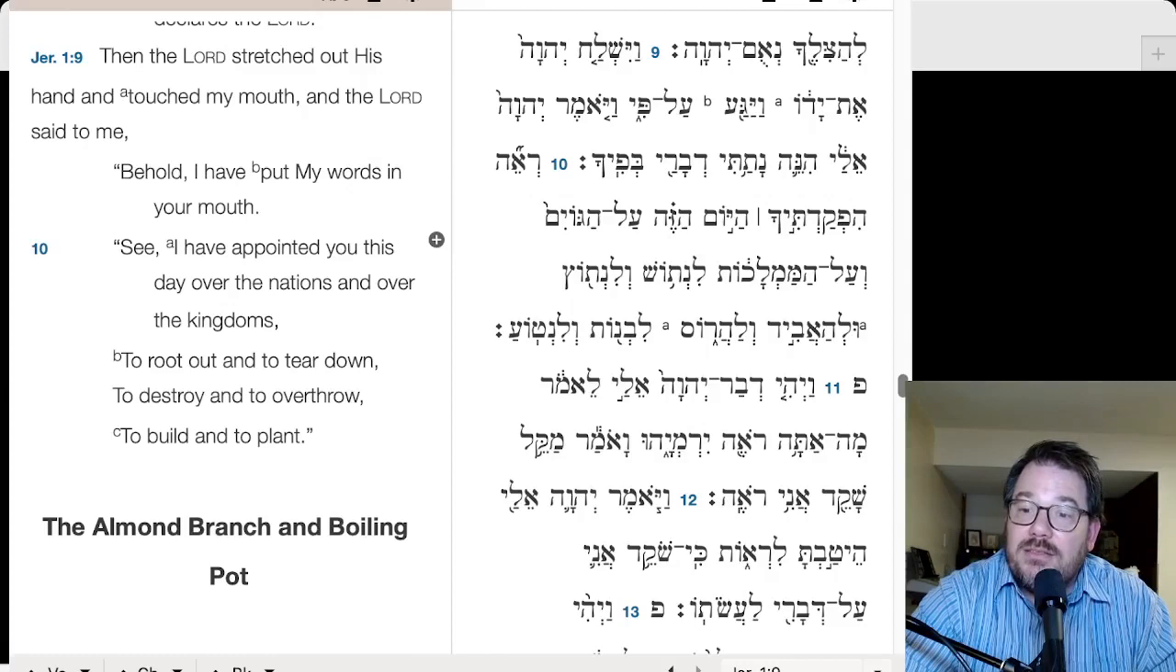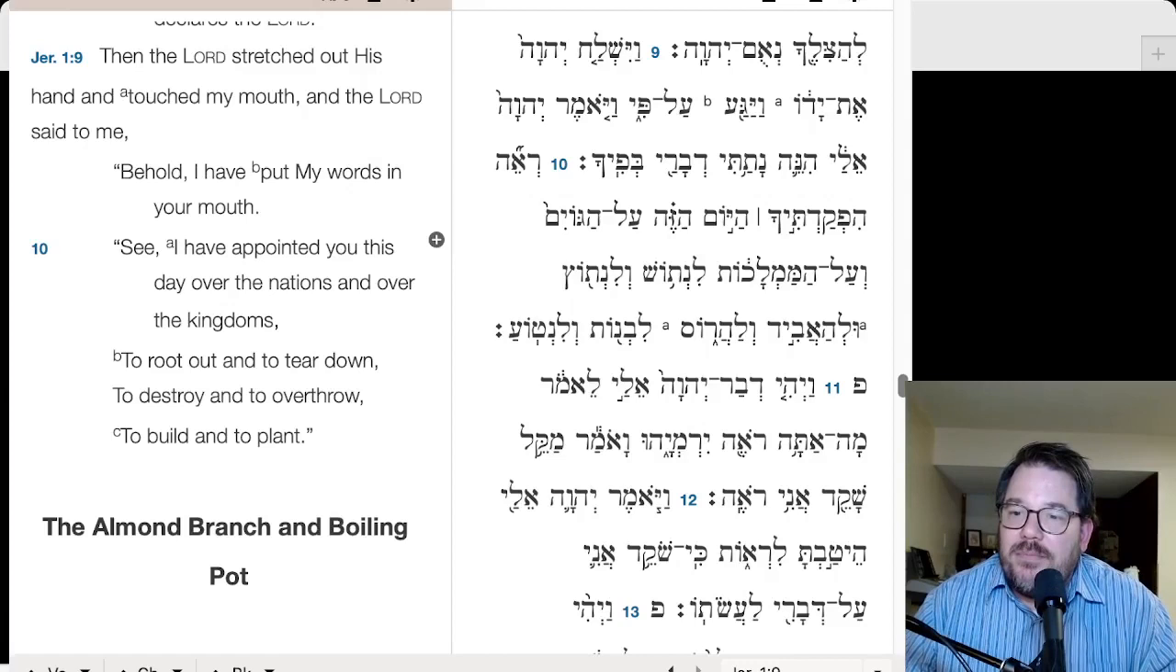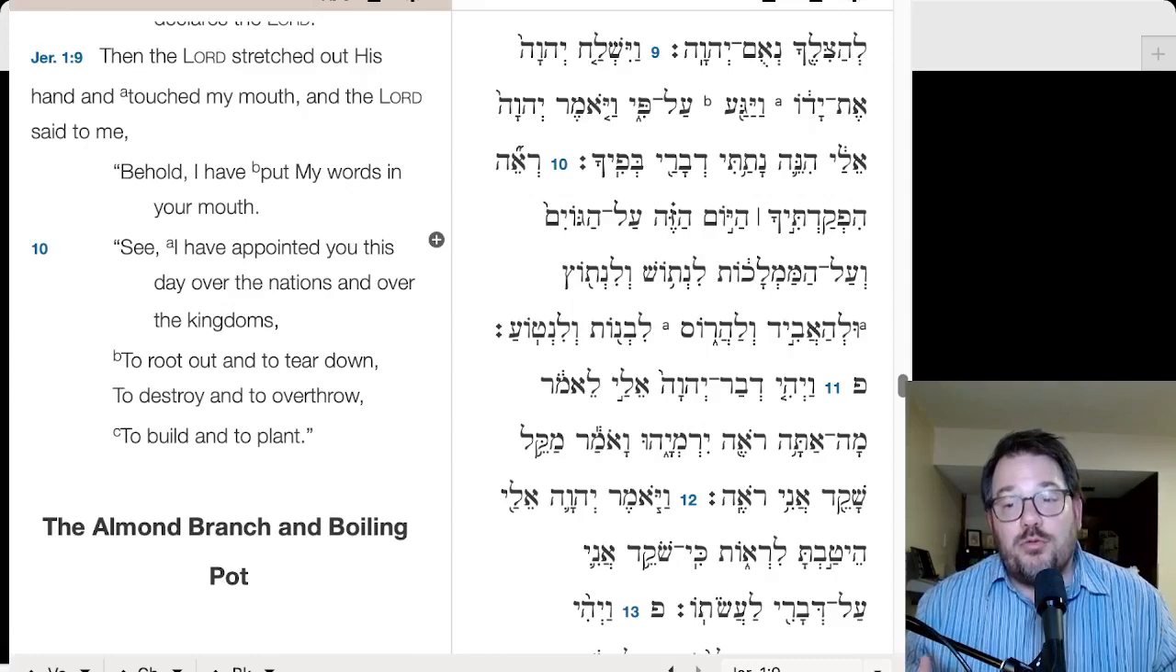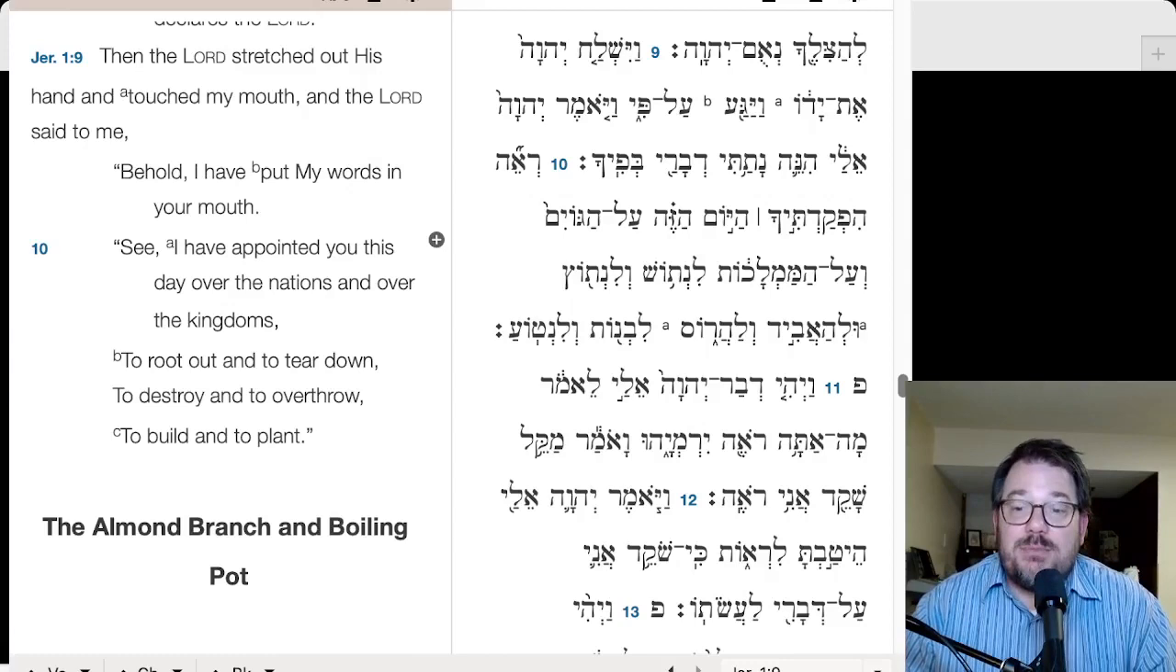So there are all these different things happening here, and you're going to see this language echoed again later in the book of Jeremiah: to destroy and overthrow, to build and to plant. Jeremiah is overall a pretty dark book. That's the overall sense of the book of Jeremiah. It's pretty grim, but there are certainly some passages of hope, because it's both of those things.